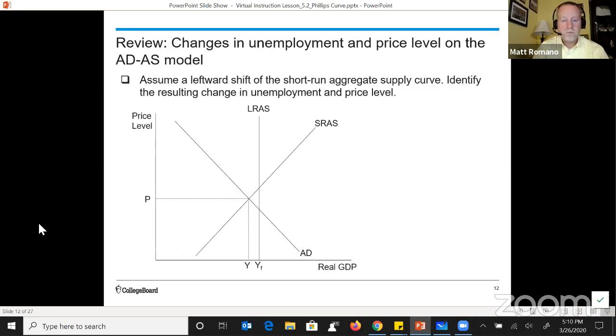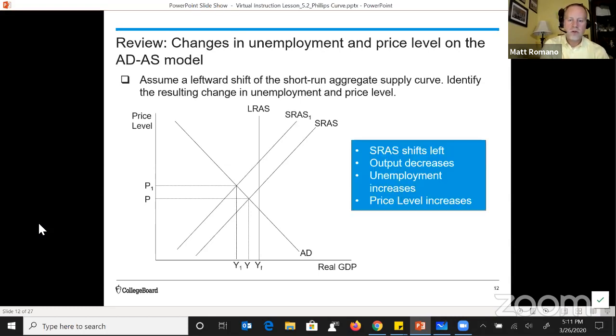Going the other direction, we start at price level P, output level Y, assume a leftward shift in the short run aggregate supply curve, identify the resulting change in unemployment and price level. Here's your leftward shift in SRAS. Output's decreasing. We see that on the x-axis with output decreasing. We just said it a moment ago, unemployment's going to go up. People are going to lose their jobs. Firms don't need as many workers because they're not producing as much stuff.